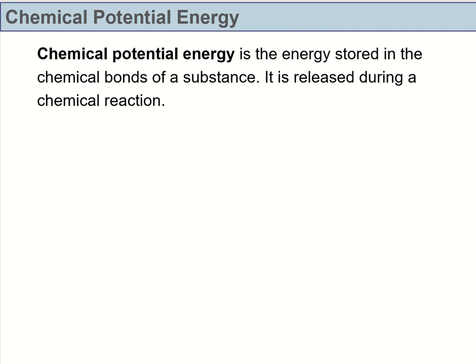So what exactly is chemical potential energy? Chemical potential energy is the energy that is stored in the chemical bond of a substance. Now, you have learned in set 1 that all substances are made up of atoms, and these atoms may be linked to one another by what we call a chemical bond. And these chemical bonds are where chemical potential energy is stored.